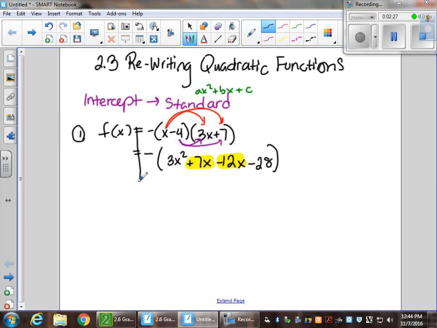So again, this negative sign is just going to stay out front. On the inside, I now have 3x squared. Positive 7x minus 12x will be negative 5x or minus 5x. And then minus 28 will stay. There's nothing else on the inside of parentheses that I can actually simplify. So now we are ready to distribute this negative. And remember, when we multiply by negative 1, none of the values change, just their signs will change. So this becomes negative 3x squared plus 5x plus 28, and I'm done.